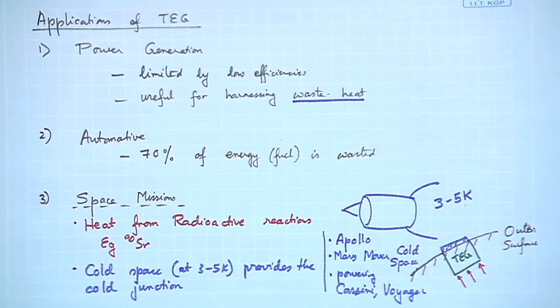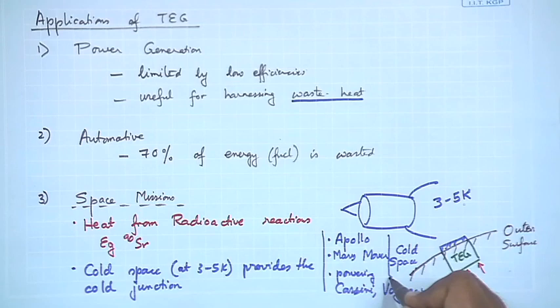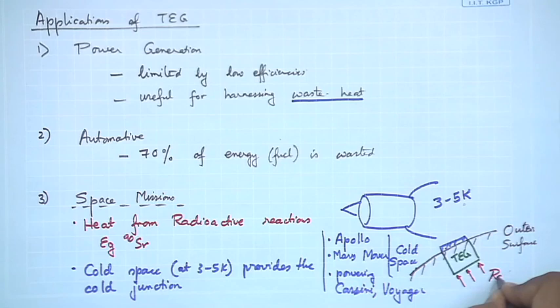Okay. I am sorry for the crowded writing over here, but let me repeat again that in the space missions, the thermoelectrics have been used for quite some time, for more than 30 years now. It was used in Apollo because the outer space is at a very low temperature, so the cold junction is taken care of and the heat is being supplied from radioisotopes, from radioactive reactions. And therefore, this thermoelectric generator has been generating electric power and powering Cassini and Voyager also, which are now currently in space.